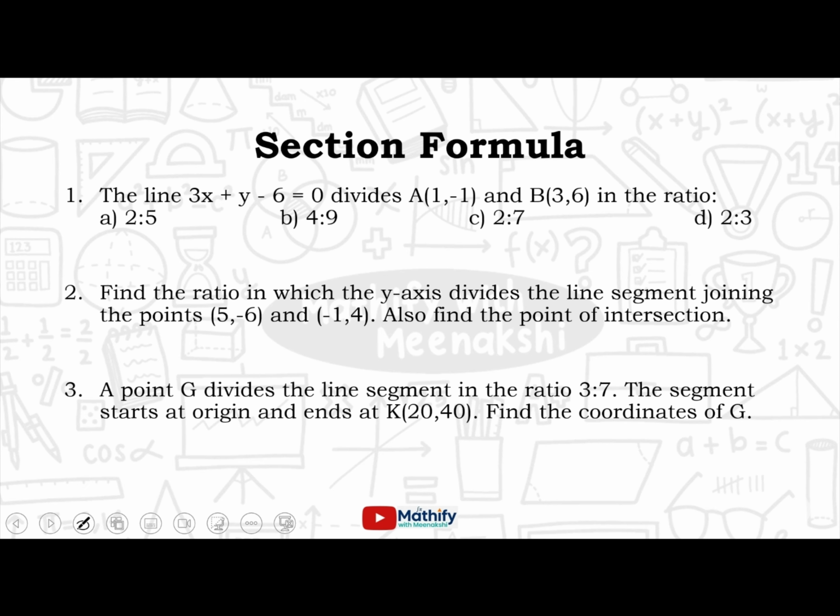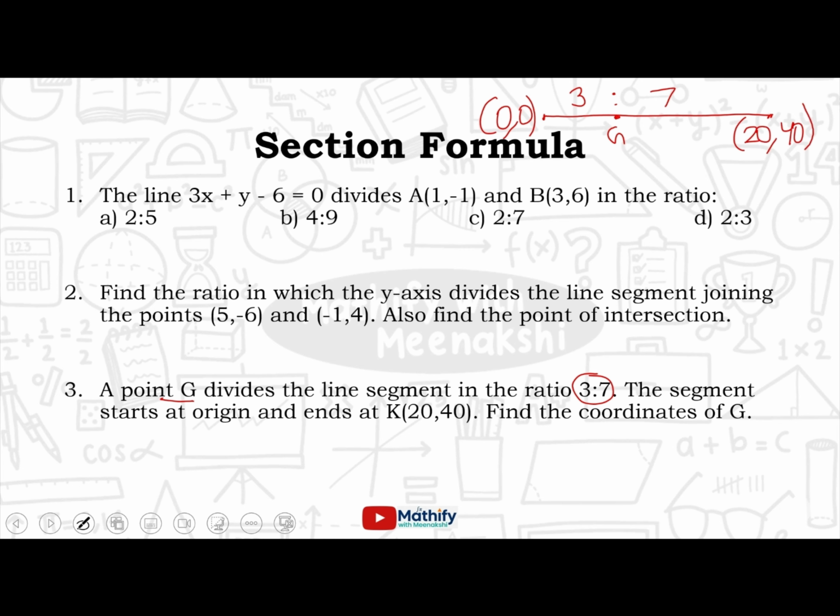In third question, it's given a point G divides the line segment in the ratio 3:7. This time ratio is given. So let's draw that. There is one point that divides in the ratio 3:7. So I'm taking 3 and here 7. And that starts at origin. So this is 0, 0. And this point it's given 20, 40.